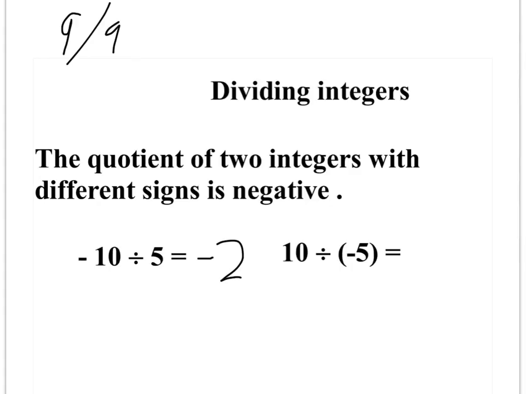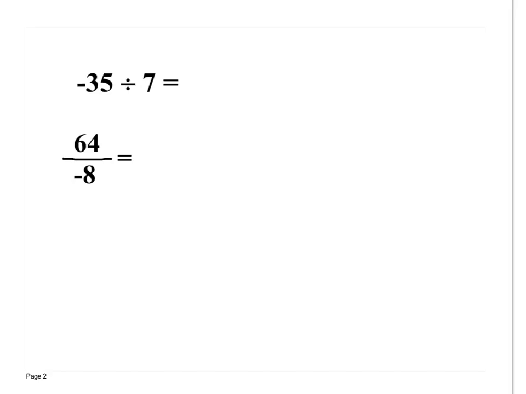Okay, 10 divided by negative 5. Even though the signs have switched, they're still opposite of each other. So my answer has to be negative. 10 divided by 5 is still 2. Right, Gage? 10 divided by 5? Yes. Okay, alright, write this down.